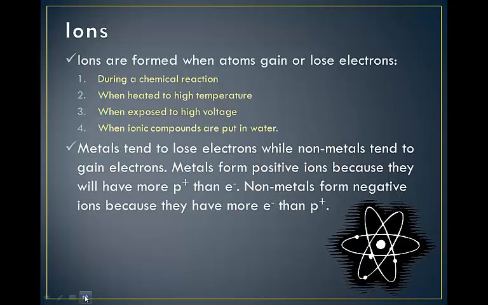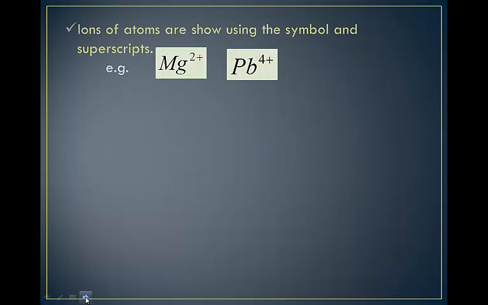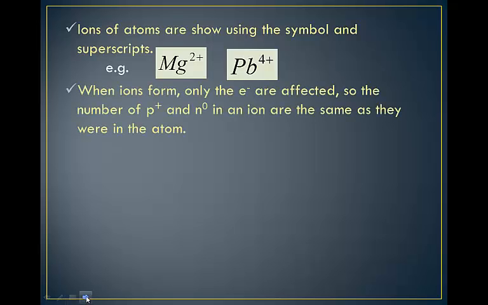overall negative charge. So when we write ion formulas, we do so by writing the element symbol with the charge as a superscript behind. For example, Mg2+, as you're shown here, has the magnesium symbol to show that it's magnesium, and the 2+ to indicate the charge. Now when ions form, remember that only the electrons are affected, so the number of protons and neutrons stay the same. They're trapped in this very dense, highly stable nucleus.